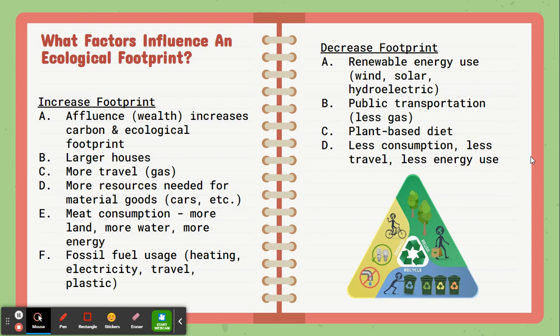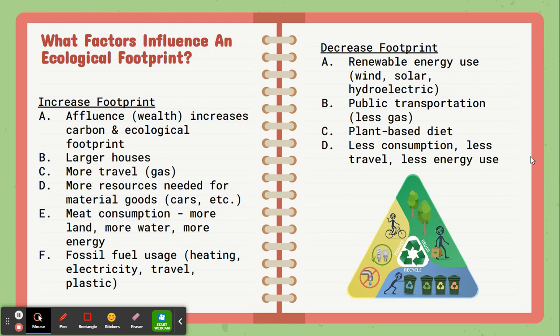So then, what if you want to decrease your footprint? What can you do? Well, if a country, let's say, wants to decrease their footprint, they can reduce their reliance on non-renewable resources such as fossil fuels and maybe switch more to renewable resources like wind, solar, or hydroelectric. As an individual, maybe you could use public transportation, buses, trains, carpool more frequently. What this can do is lessen the amount of fossil fuel or gas used, which can also lessen your carbon footprint. You can eat a lot less meat.